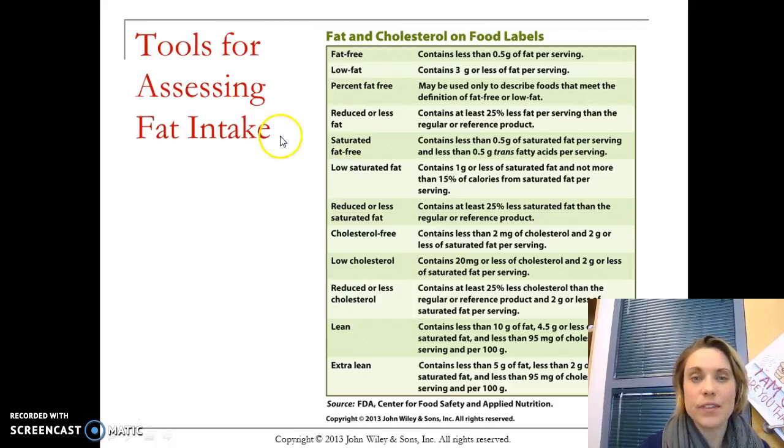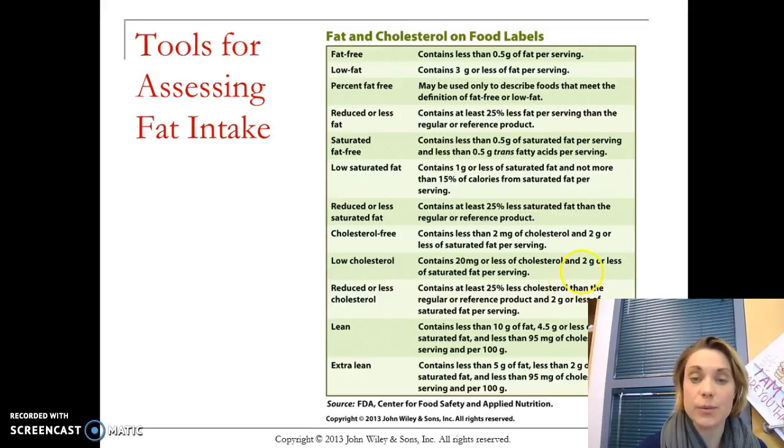You can call something saturated fat-free or trans fat-free as well if there's less than 0.5 grams per serving. Low saturated fat if there's 1 gram or less of saturated fat and less than 15% of calories from saturated fat per serving. You can call something cholesterol-free if there's less than 2 milligrams of cholesterol and 2 grams or less of saturated fat per serving. Low cholesterol if there's 20 milligrams or less and 2 grams or less of saturated fat per serving.